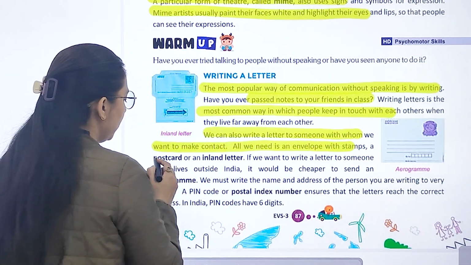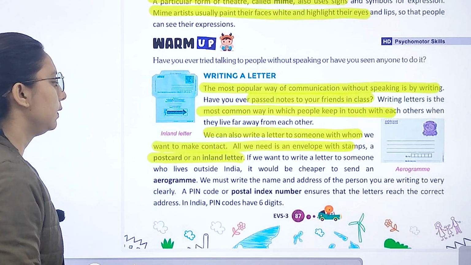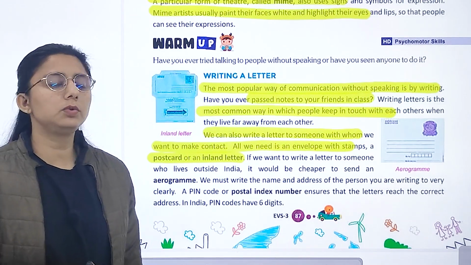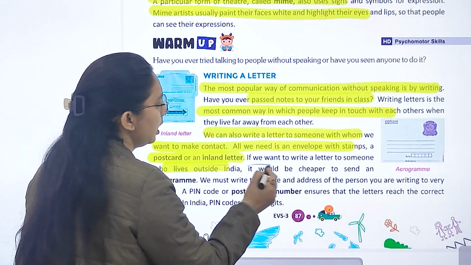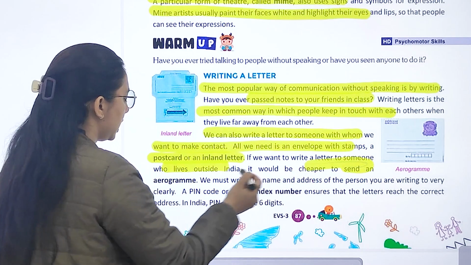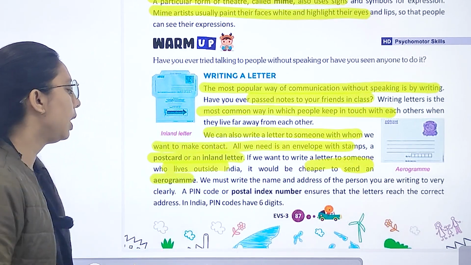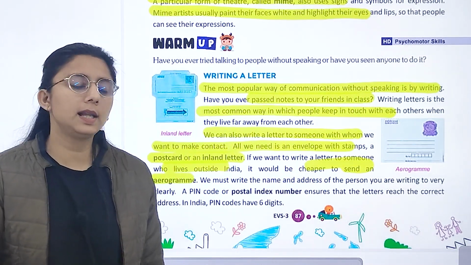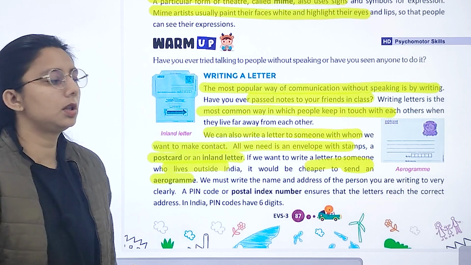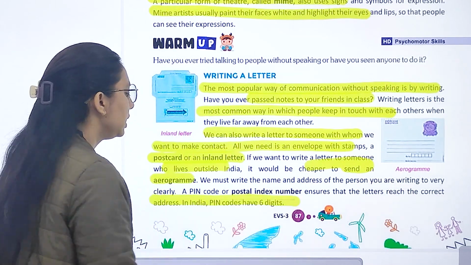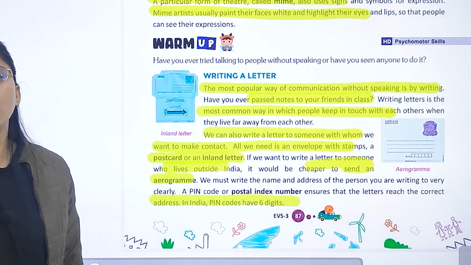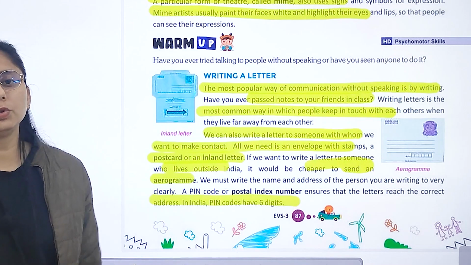All we need is an envelope with a stamp, a postcard and mail. If we want to write a letter to someone who lives outside India, it would be cheaper to send an aerogram. A pin code, that is postal index number, ensures the letter reaches the correct address. In India, pin codes have 6 digits. अगर हम इंडिया में बात करें तो पिन कोड्स होते हैं 6 digits.